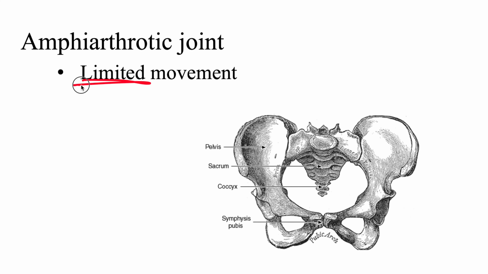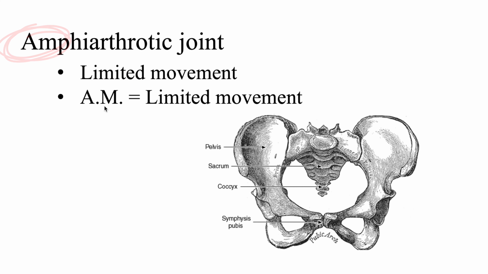The next one we have is amphiarthrotic joints, which have limited movement. The way that I remember this is the AM at the beginning of this word. AM, to me, I think of limited movement in the morning. When you get up, often in your older age, it takes you a little bit of time to get out of bed and get your joints warmed up and moving in the right direction. That's how I remember amphiarthrotic joints are limited movement. An example of this is our pubic symphysis, which is this joint right here, which has limited movement. This joint is a fibrocartilaginous joint, which is an amphiarthrotic joint. So just remember AM, limited movement.